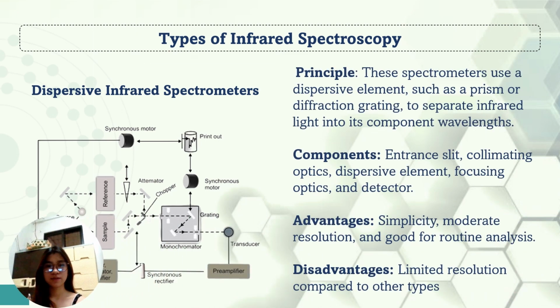First, with the types of infrared spectroscopy is the dispersive infrared spectrometers. It uses a dispersive element such as a prism or diffraction grating to separate infrared light into its component wavelengths. It has the components of entrance slit, collimating optics, dispersive element, and focusing optics and detector. It has the advantages of simplicity, moderate resolution, and being good for routine analysis. Its disadvantage is limited resolution compared to other types.